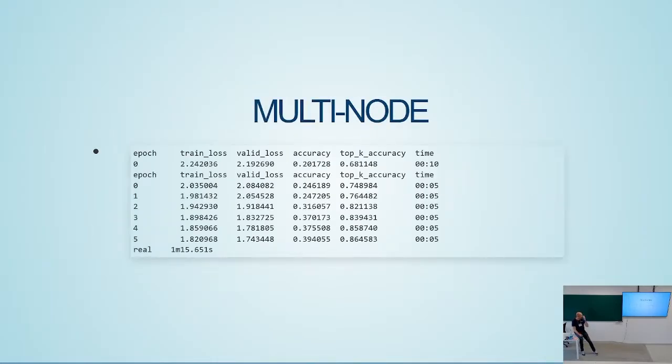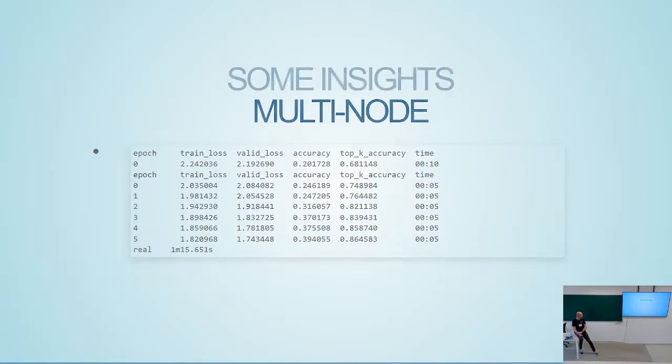So here, this is the same thing but running on multi-node. I put 2 nodes just to see the difference. Instead of 11 seconds, it's running in 5 seconds. But in the end, the final time is almost the same, around 1 minute something.